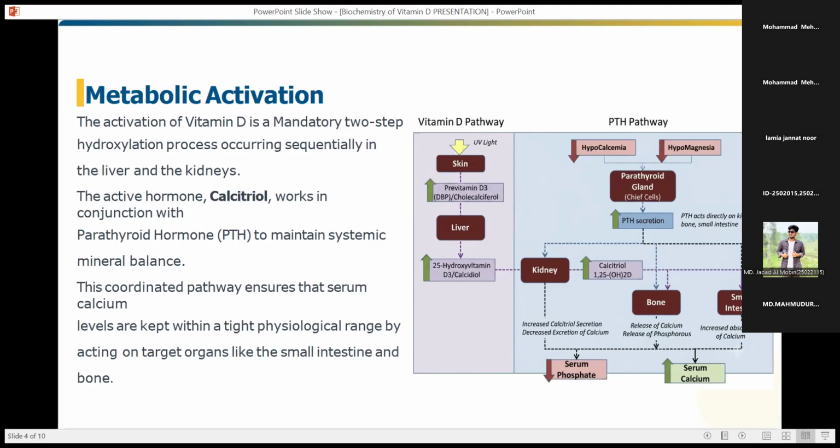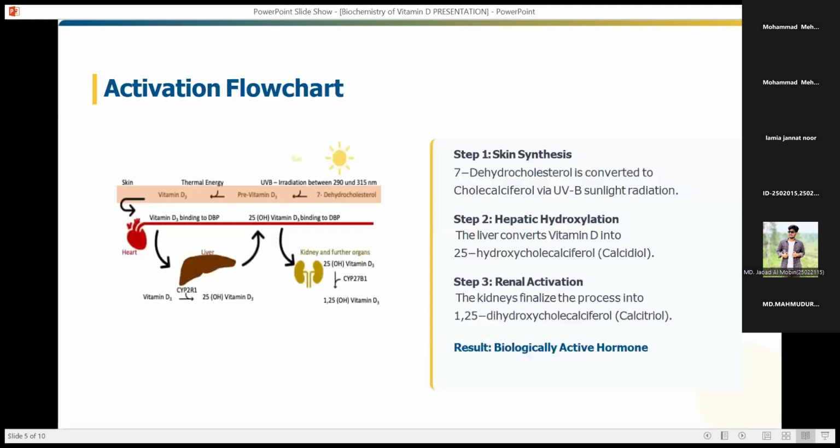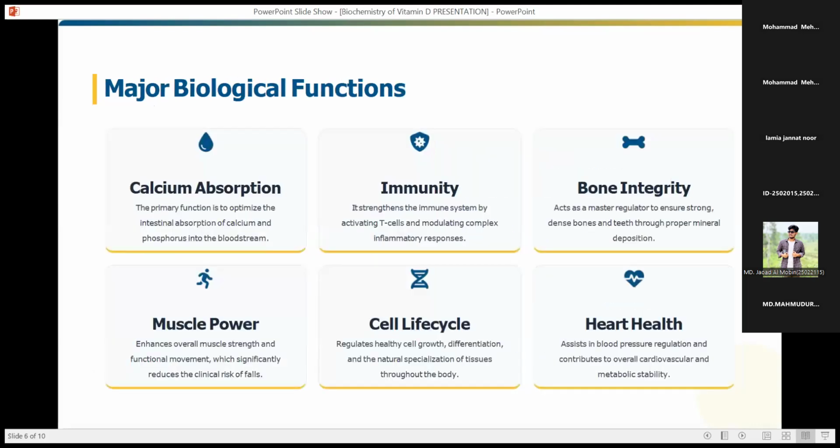that tells our gut to absorb calcium and our bones to stay strong. Here is an activation flow chart. Here we can see in step 1 that 7-dehydrocholesterol is converted into cholecalciferol by sunlight, and then it goes to step 2, hepatic hydroxylation. The liver converts vitamin D into calcidiol, and then it goes to renal activation, where the kidney finalizes the process, and the result is the biologically activated hormone.